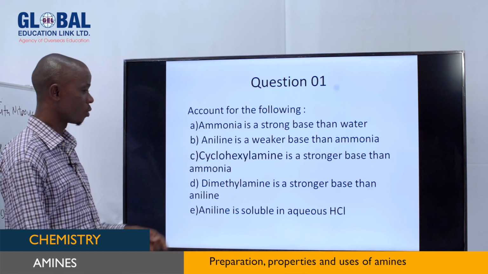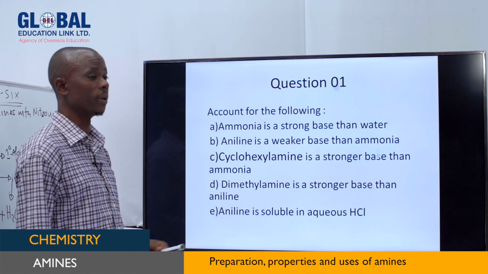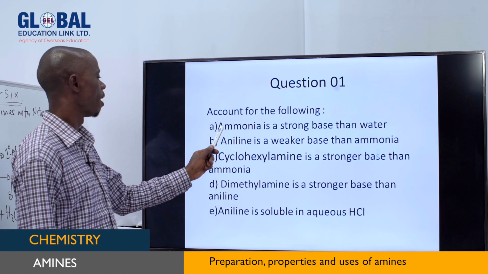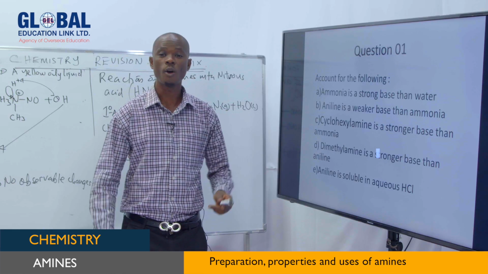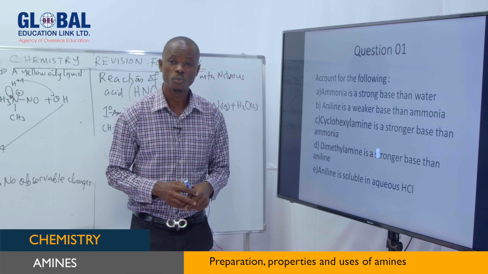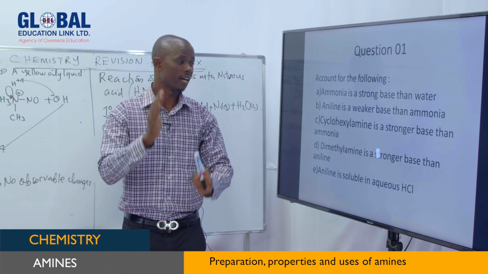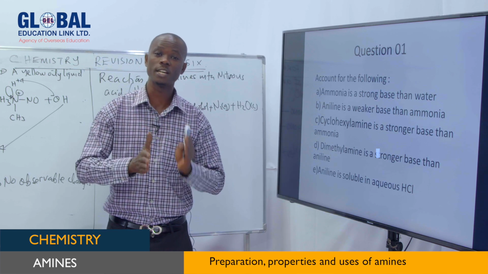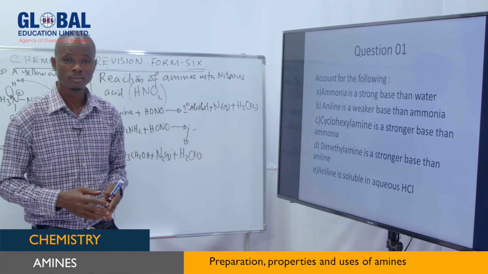Now, let's look at this example. Account for the following. Number one, this is A. Ammonia is a stronger base than water. How can you account for that one? We have seen how the basic strength of different compounds can be compared. We have seen that one. How can you explain that one?